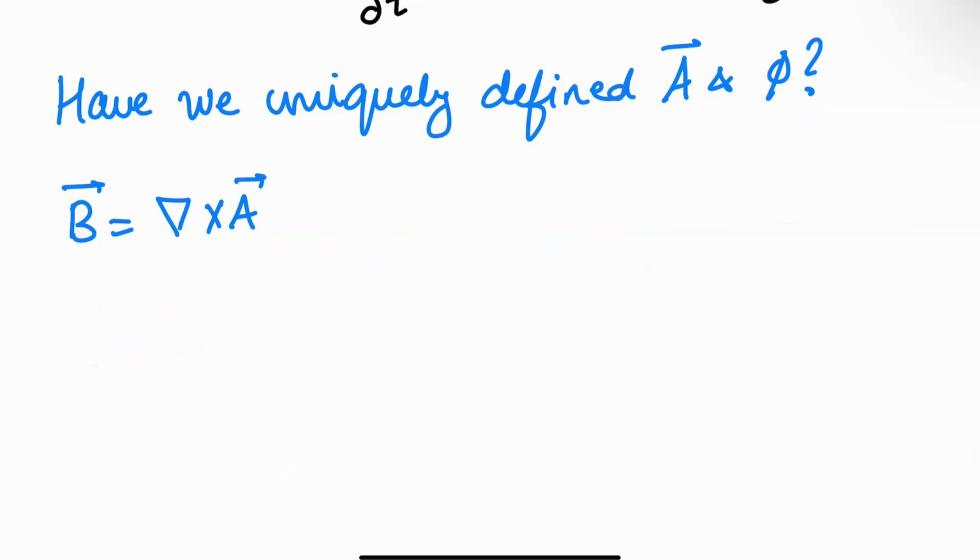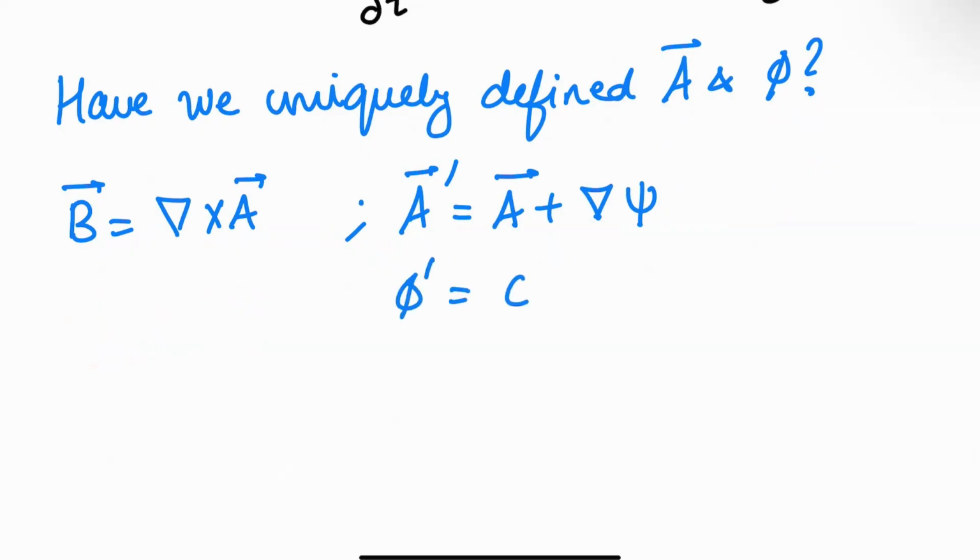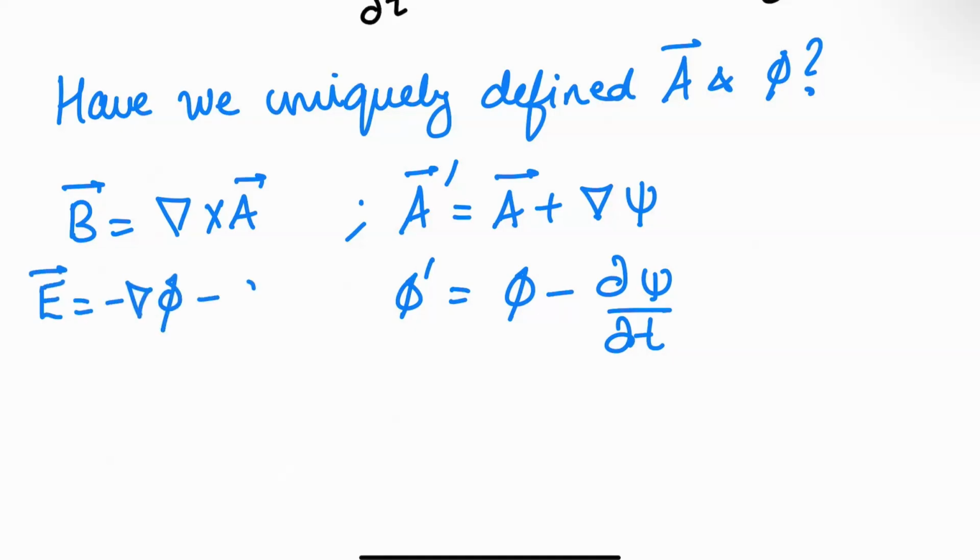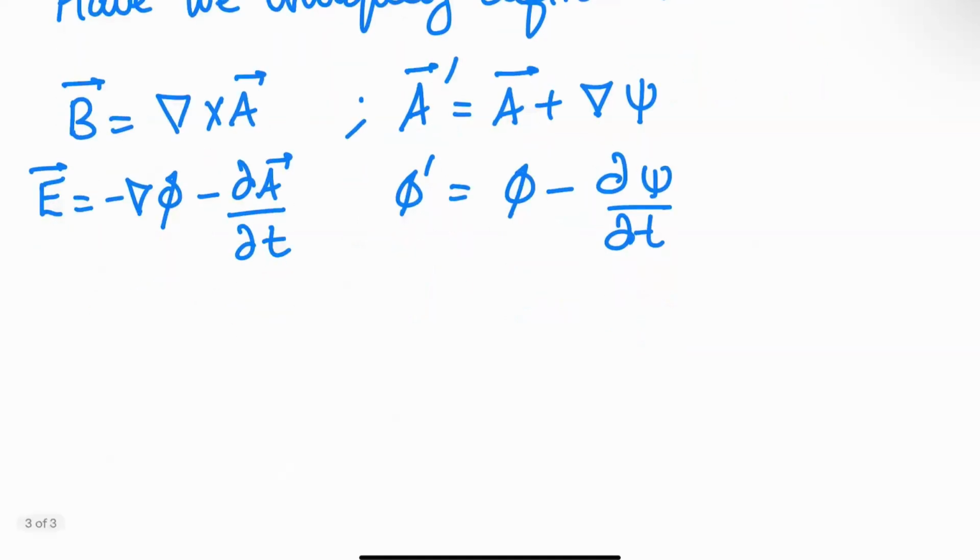And the answer is no, because if I choose a different A prime, let's say, as A plus gradient of some arbitrary scalar function psi, right? And I choose a different phi prime as phi minus d psi over dt, right? Where we know that E was given by minus gradient of phi minus dA over dt, right? So this combination of A and phi gives me E and B, but we'll see now that even the combination A prime and phi prime gives the same E and B. Okay, how do you see that?